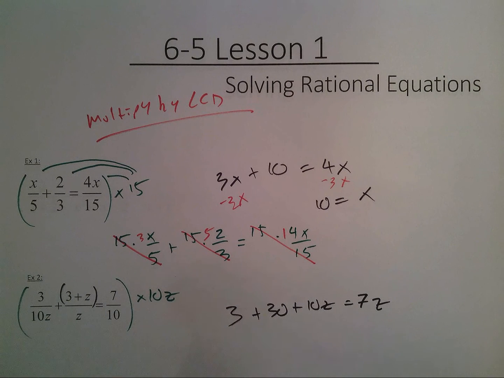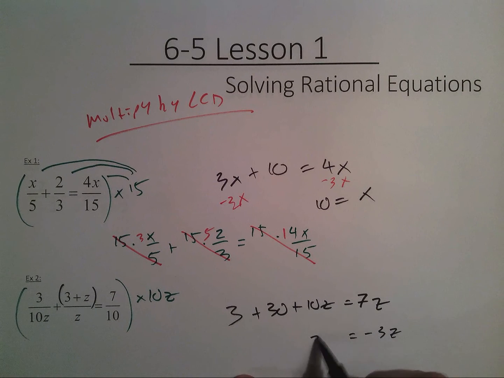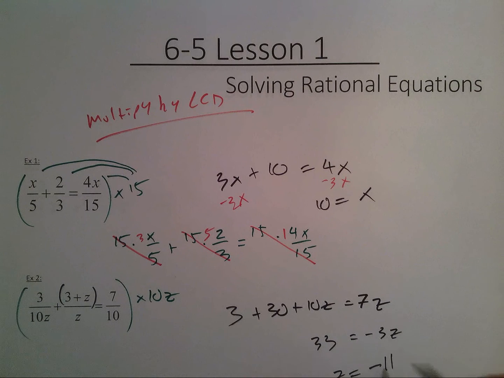Alright, so let's clean this up a little bit. I'm going to move the 10z over to get negative 3z. I'm going to combine 3 and 30 to get 33. Divided by negative 3, I get z is equal to negative 11.